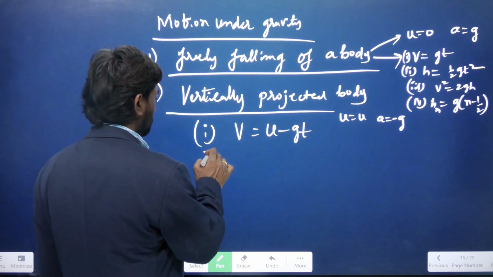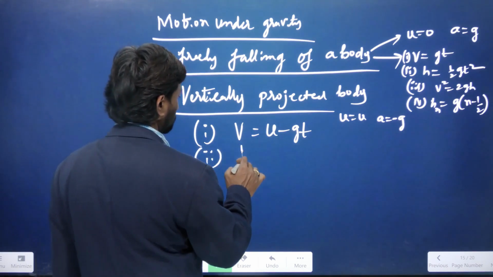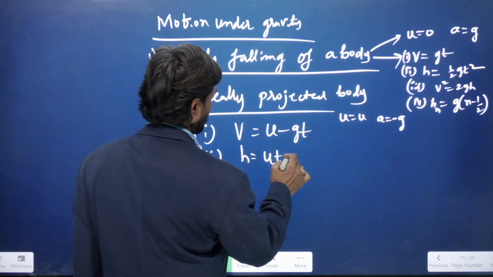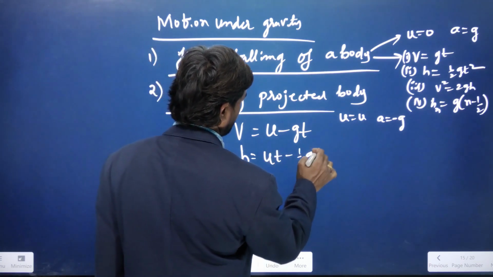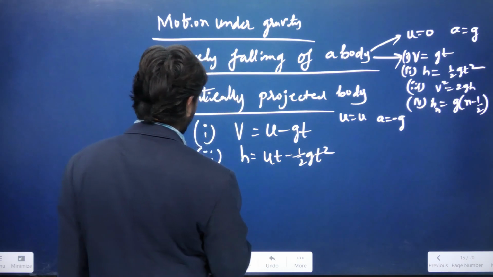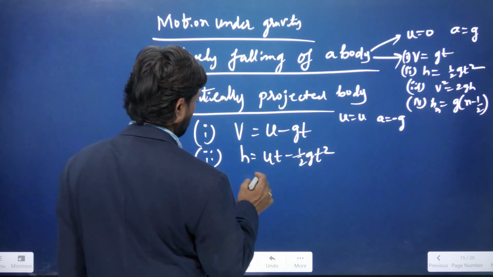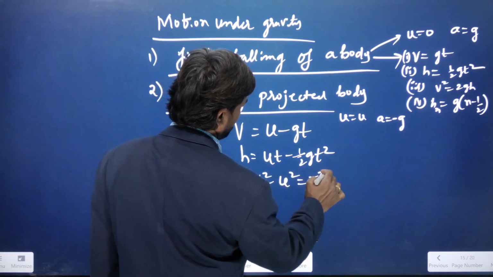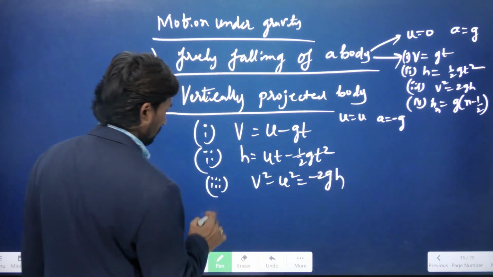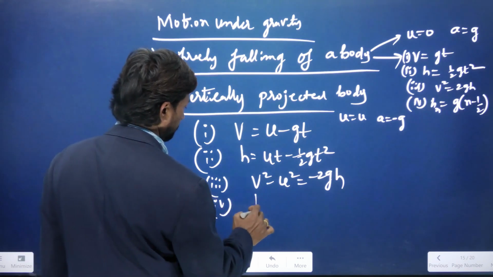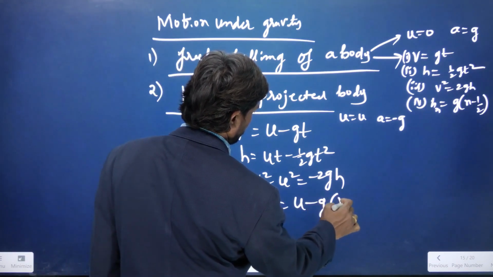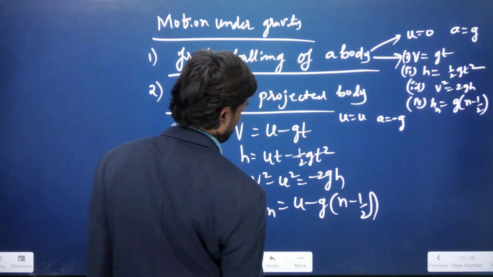Next, the second equation of motion can be written as h is equal to ut minus half g t square. The third equation of motion is written as v square minus u square is equal to minus 2gh. And the fourth equation of motion can be written as hn is equal to u minus g into n minus half.